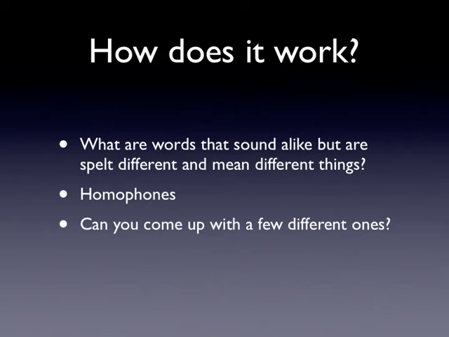So week could be spelled W-E-A-K, weak, or week as in the days of the week. So how does it all work? What is a pun? Well, words that sound alike but are spelt different and mean different things, those are called homophones. And what I would like you to try to do on your own is think about some words that you might know that might be spelt differently and have different meanings, but they sound alike. For instance, the word to has multiple ways to spell it: T-O, T-W-O, T-O-O, etc. So take a second and think of a few words that you might know like that.